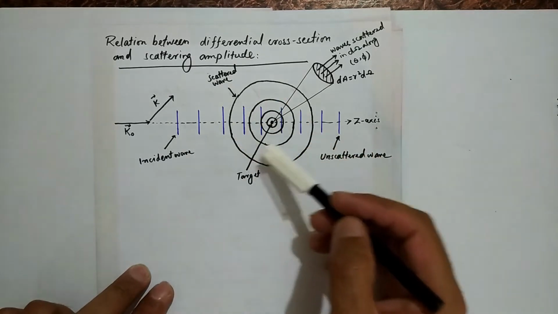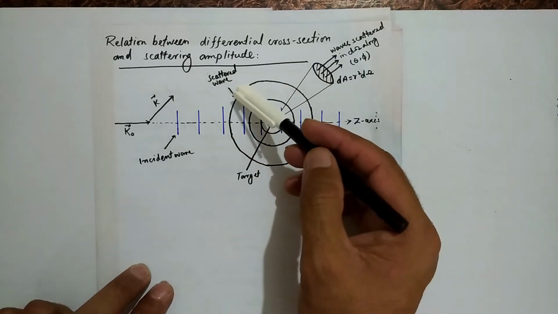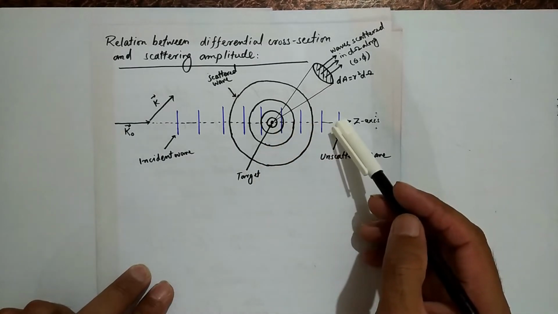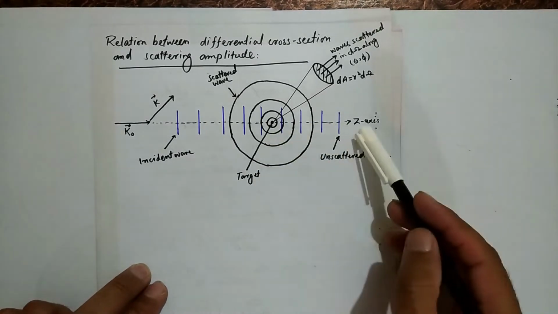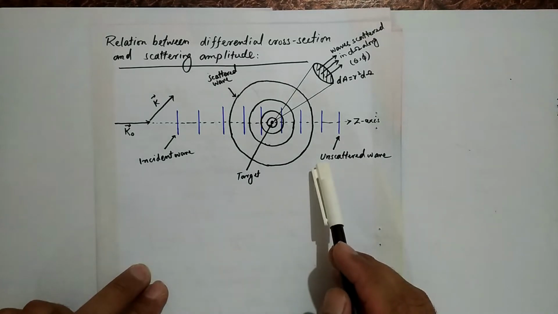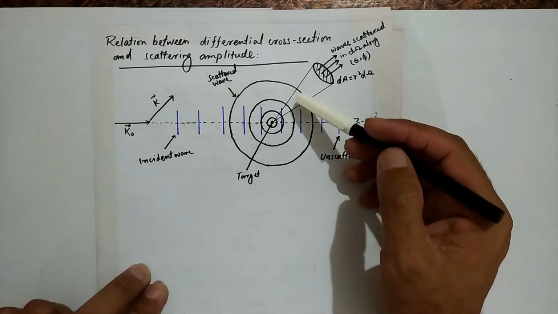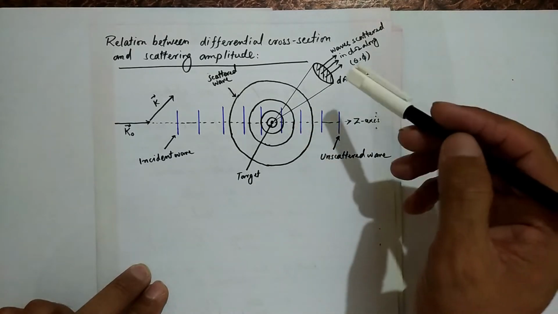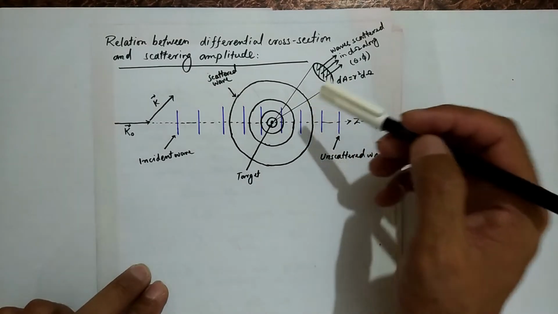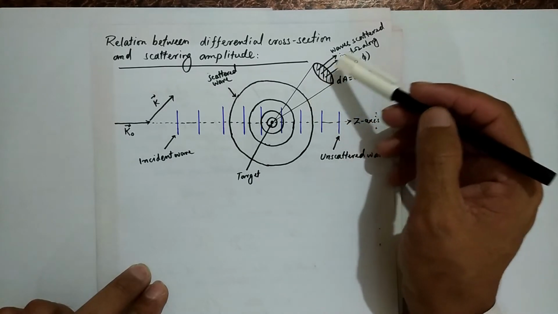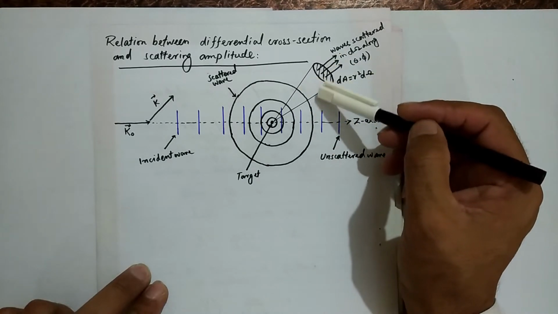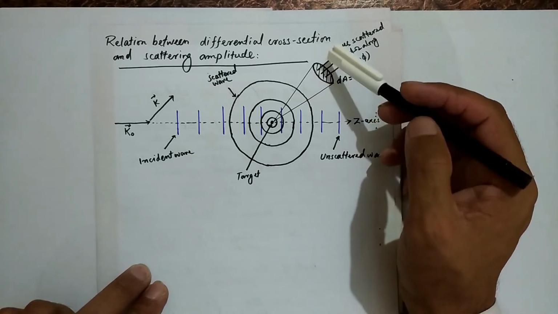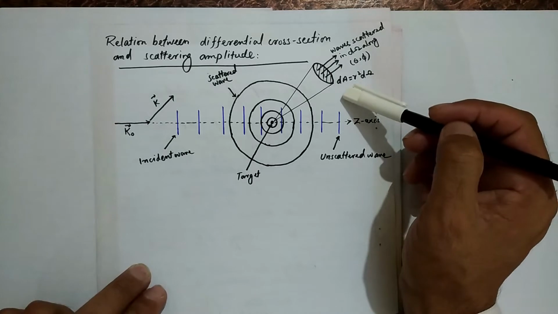Here these black lines, the circular lines, represent the outward spherical scattered wave, while some of the incident wave goes along the z-axis unscattered. Here we are going to calculate the differential cross section by the number of scattered particles here through this solid angle d omega, and which are intersecting this surface, which is dA.